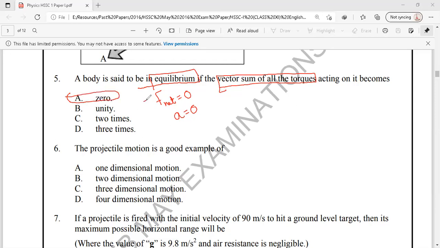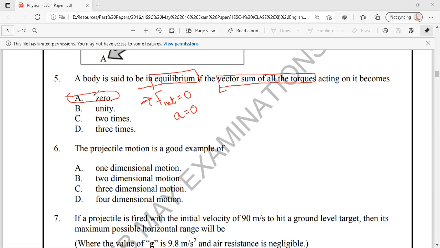The first condition is the one in which sum of all the forces and the acceleration should be zero. Similarly, second condition of equilibrium states that the sum of all the torques clockwise and anti-clockwise on the body is equal to zero, and the rotational acceleration or angular acceleration of the body will be zero. So correct option for question number 5 is option A.